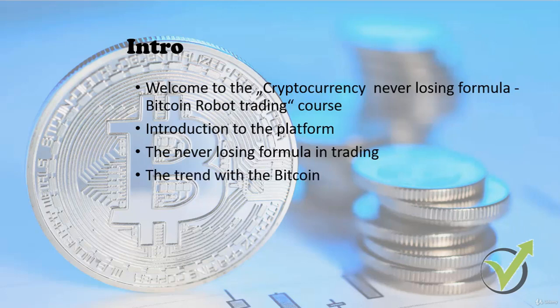The trend with Bitcoin is a very important thing with the robot, because basically we're using the robot only to execute the trades in our favor, together with the trend direction on a daily or a weekly chart. Basically, we're trading with the major direction of the price.